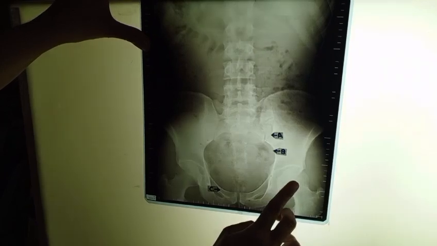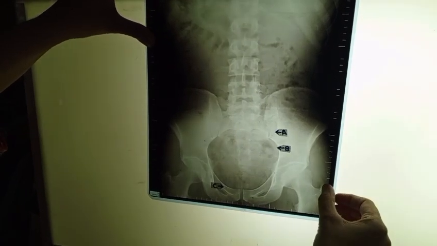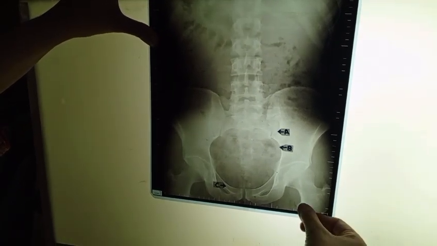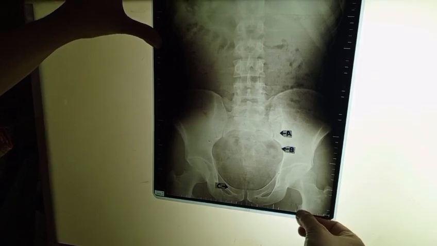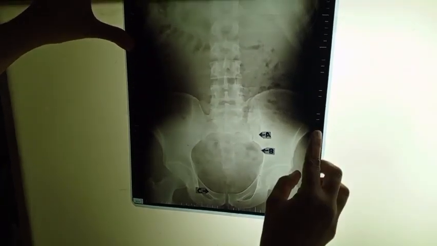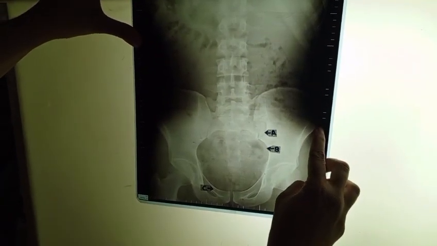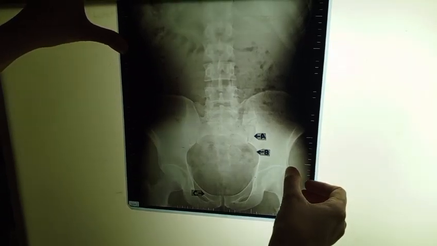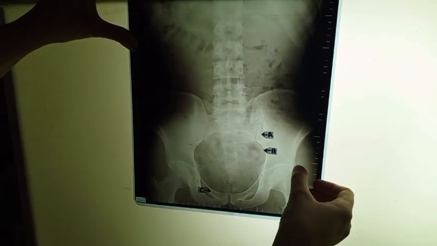Again, I am telling you, please read whether they ask for the attachment. Greater trochanter is quite visible over here. Lesser trochanter is protruded like this. And this is anterior superior iliac spine. This is posterior inferior iliac spine.